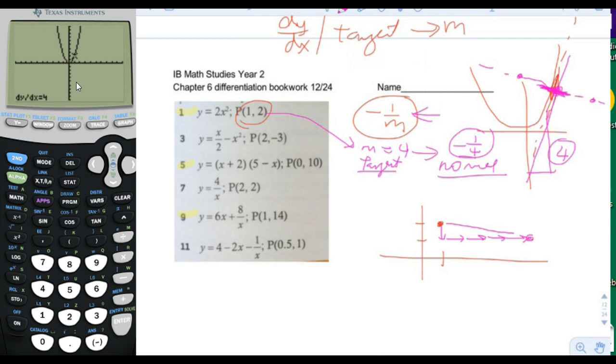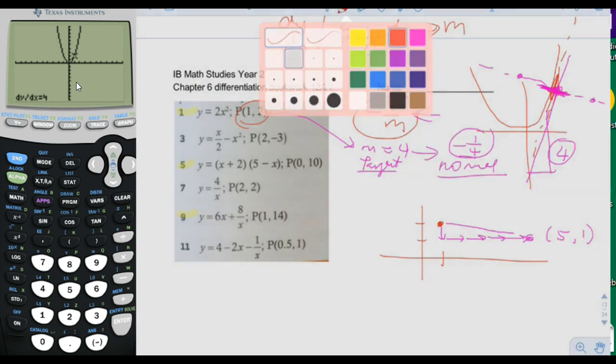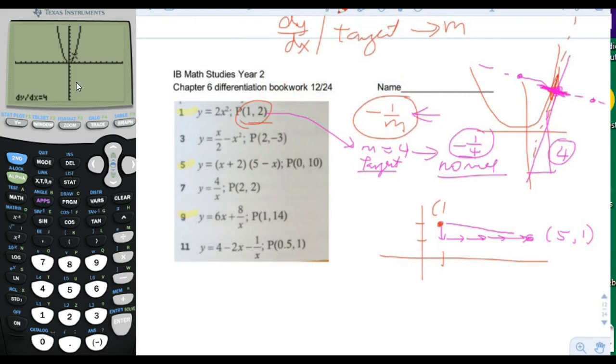And so the first point was (1, 2). This one is going to be, let's see, 1, 2, 3, 4, 5. (5, 1). Okay, and the first point, which was the point they gave us, is (1, 2). Right? Now we have 2 points, and we found the second point using the slope of the normal.